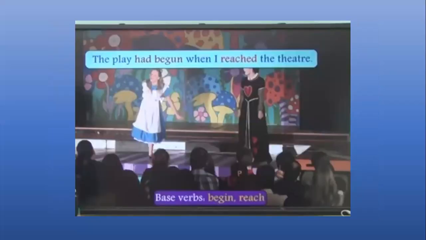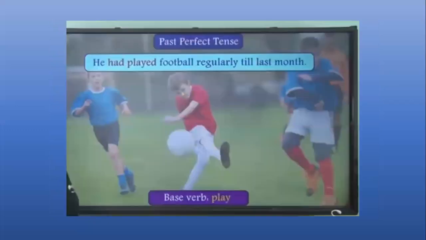The play had begun when I reached the theater. Base verbs are begin and reach. So here the play had begun. The play had already begun before I reached the theater. It means the earlier action is the play had begun and the later action is when I reached the theater. He had played football regularly till last month.